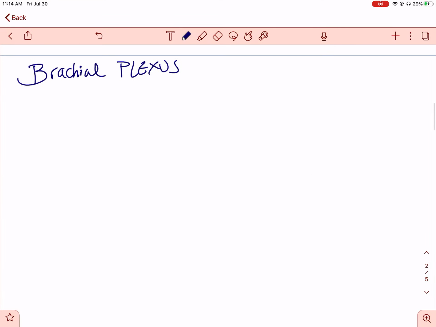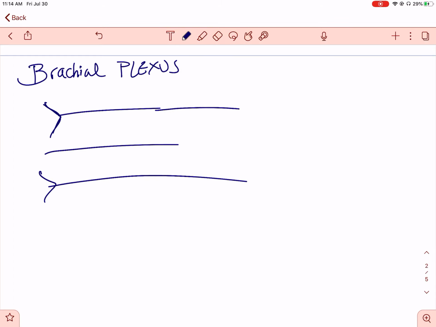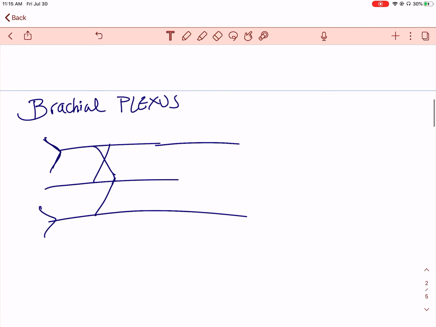So the brachial plexus. One thing you need to master is how to rapidly draw the brachial plexus. What I usually start off with is drawing these two V's, the lines, and drawing the divisions, and drawing the median nerve. Sometimes to make it perfect. Okay.